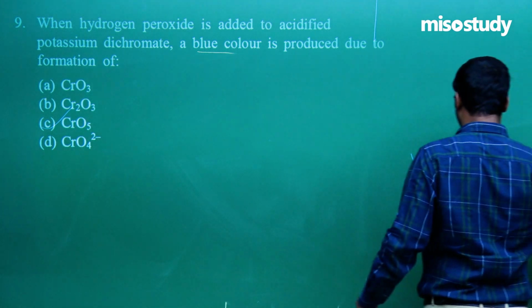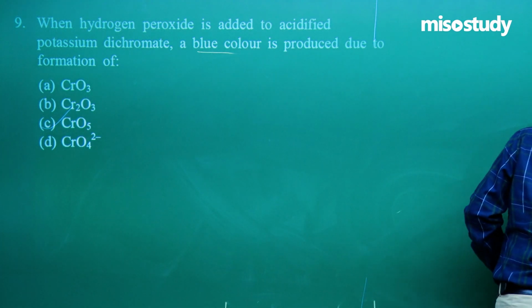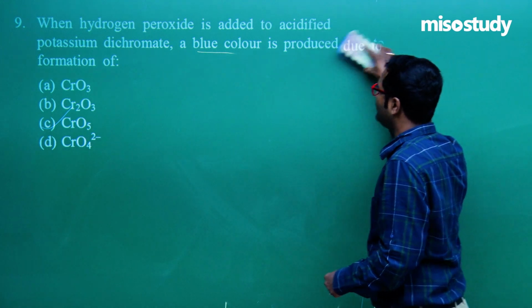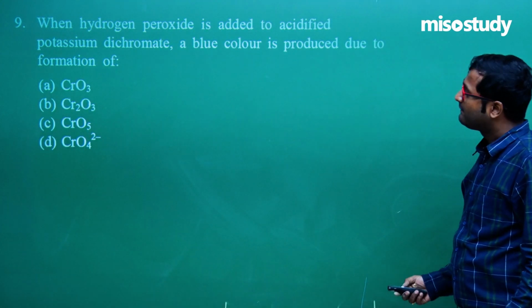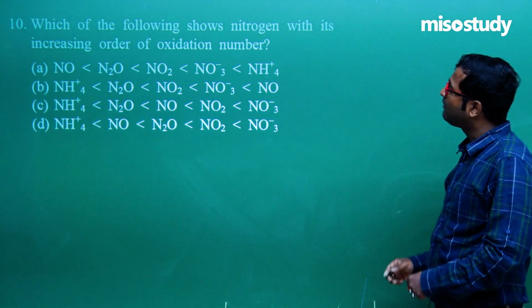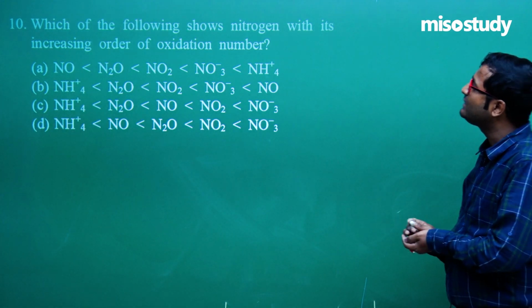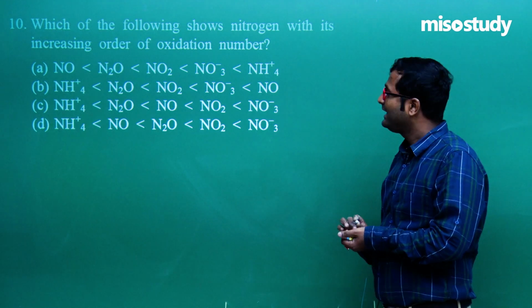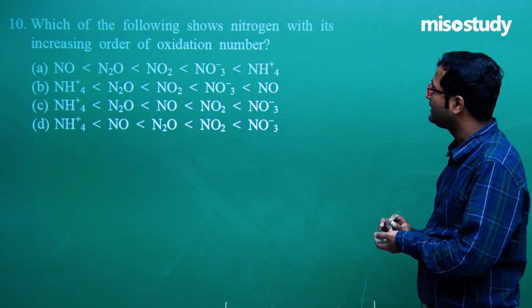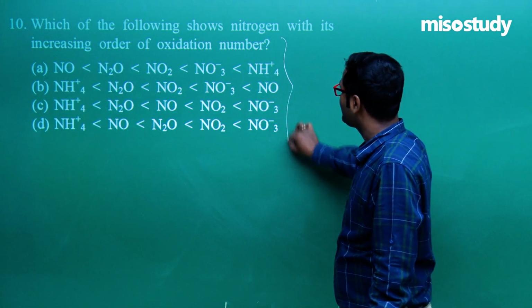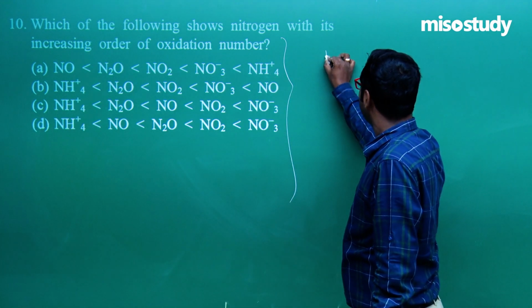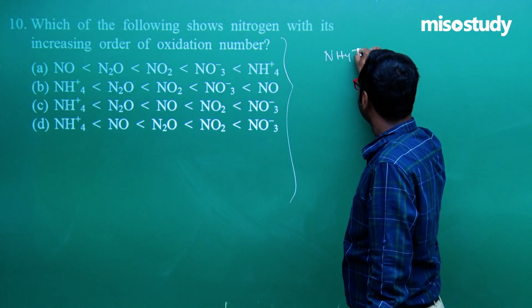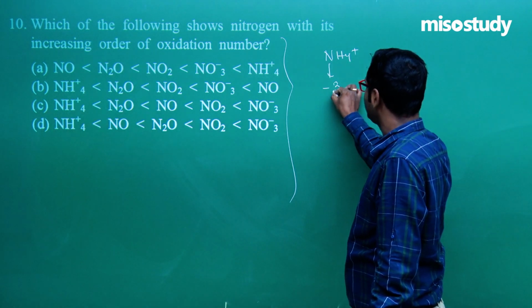Now let's move to the next point. The last question of today's lecture. Look at what the question is. Check it out. This is the question. Which of the following shows nitrogen with increasing order of oxidation state? In each and every case, we have to find out the oxidation state of nitrogen. If I talk about NH4 plus, here nitrogen is in -3 oxidation state.